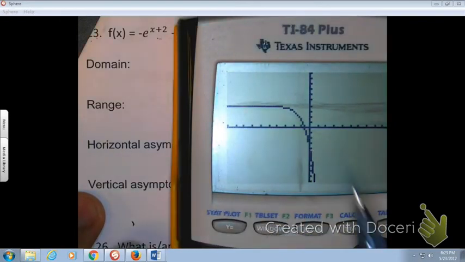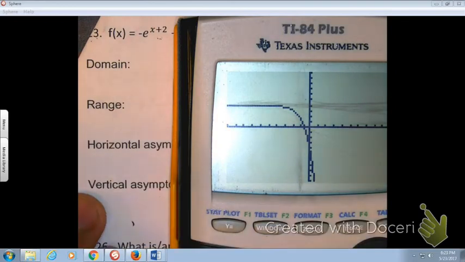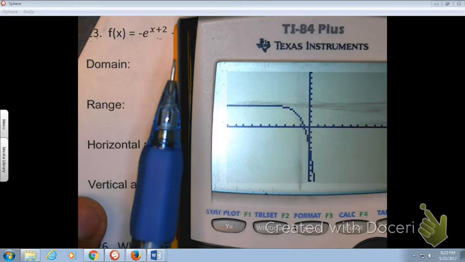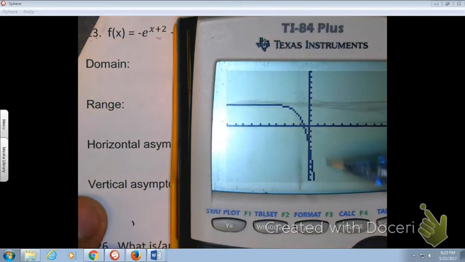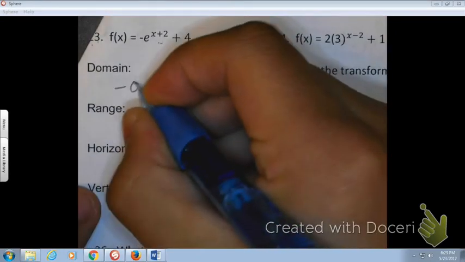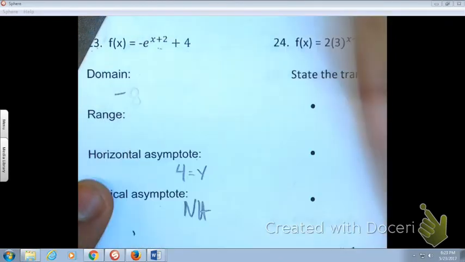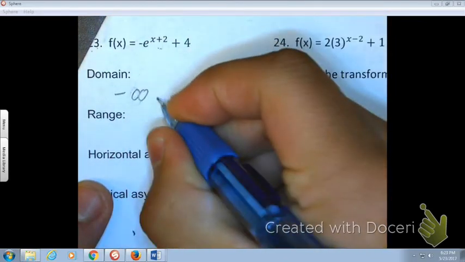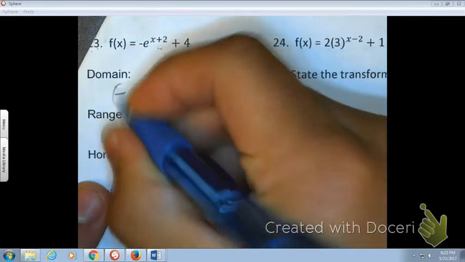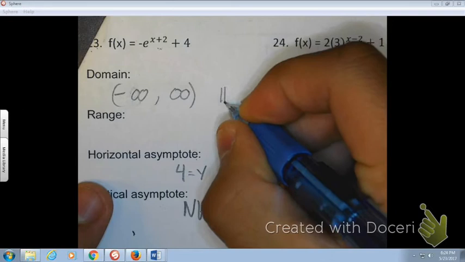So the domain, right, we mentioned that this keeps going left, left, left. So the domain is going to go from negative infinity all the way to... This keeps going down and to the right, all the way to positive infinity. So from negative infinity, whoa, that's an 8. What am I doing with my life? Negative infinity all the way to positive infinity. We also know that as all real numbers.